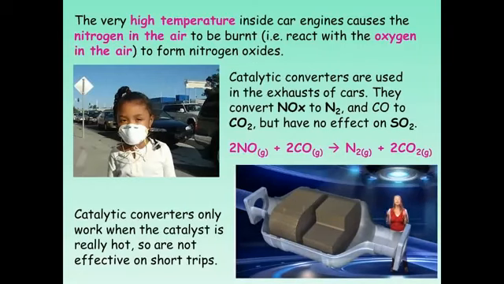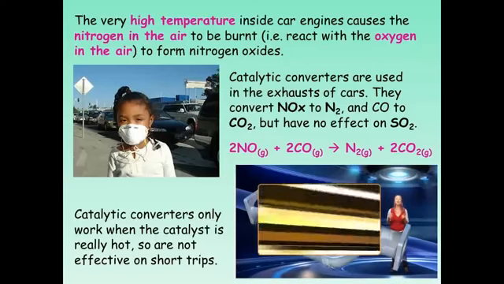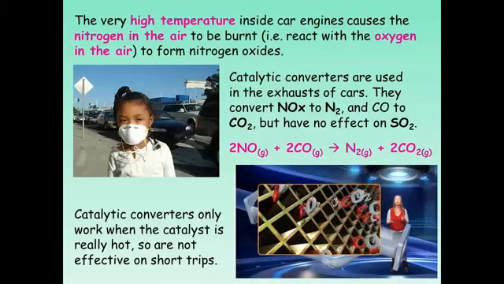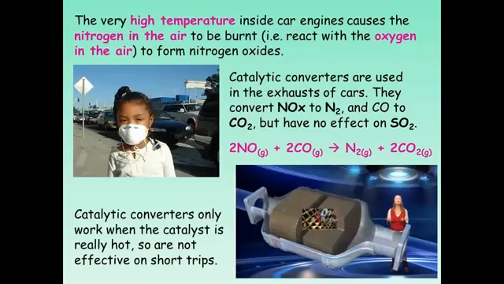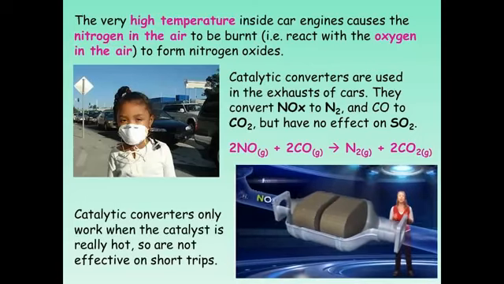Now, the reactions of nitrogen are slightly different. The very high temperatures inside of car engines cause nitrogen in the air, which is usually pretty inert, to react with oxygen forming nitrogen oxides. These nitrogen oxides can cause smog or photochemical smog in the presence of sunlight and other chemicals, for example unburnt hydrocarbons in the air. This is why vehicles are fitted with catalytic converters.